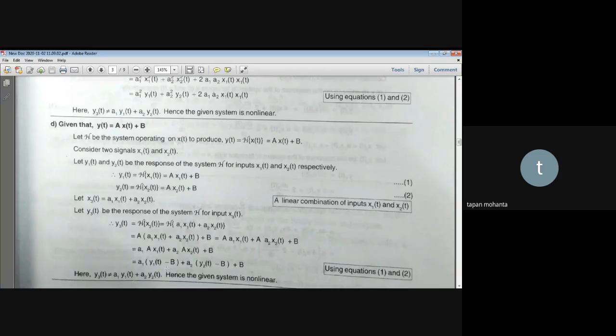So that's why that system does not satisfy the superposition theorem. So that's why this system is known as a nonlinear system.